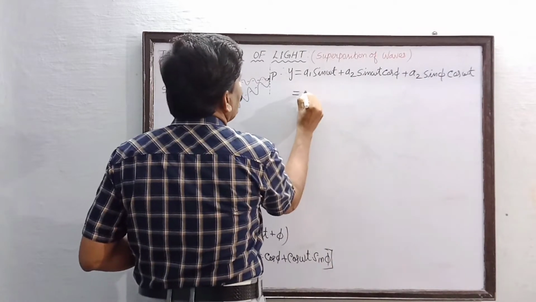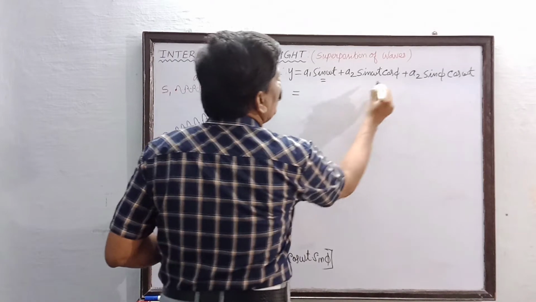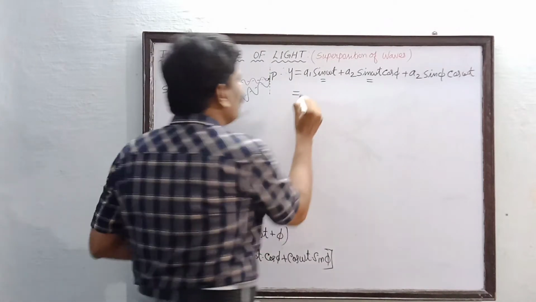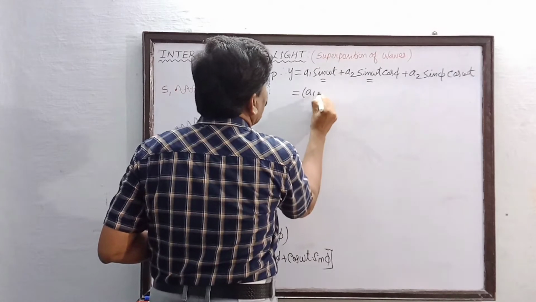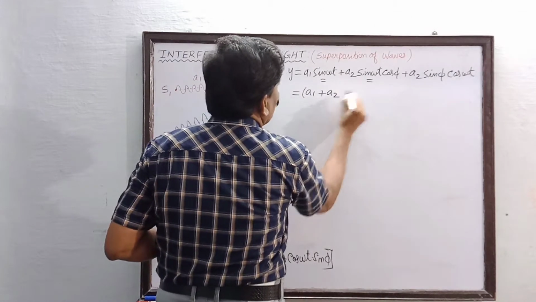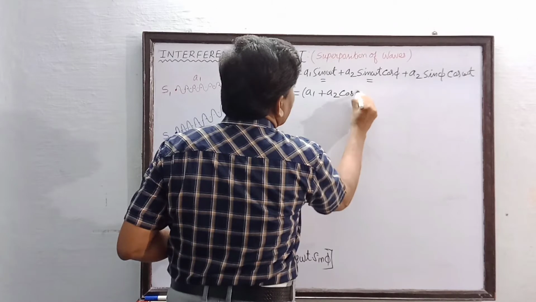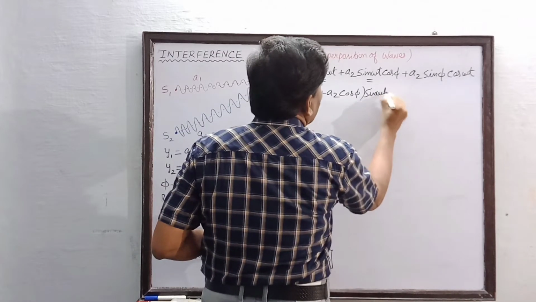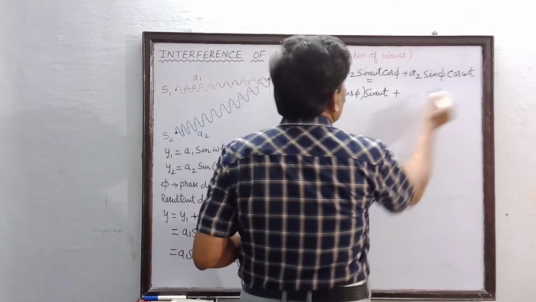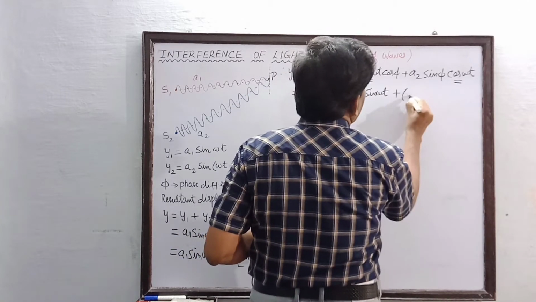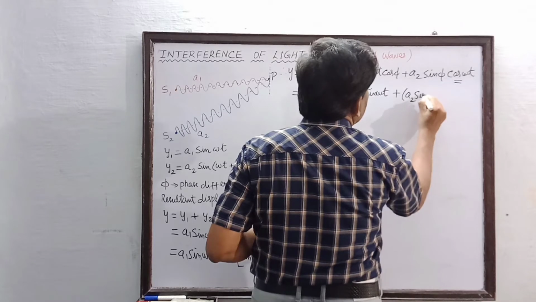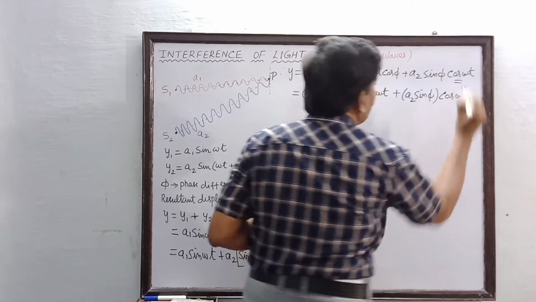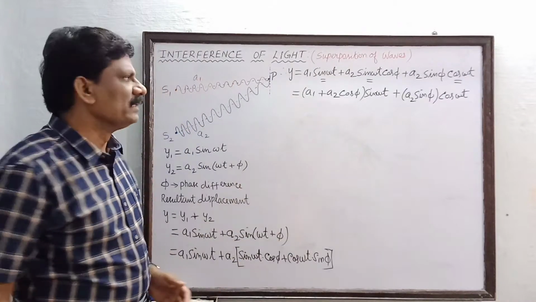Now you can see here sin omega t is common to the first two terms, so I am going to take it out. This will become (a1 plus a2 cos phi) inside the bracket, with the common factor sin omega t, plus, leaving cos omega t, the remaining factor a2 sin phi into cos omega t. Like this I have written.